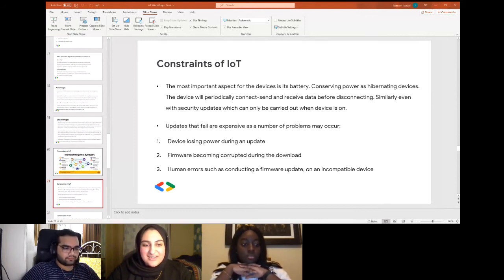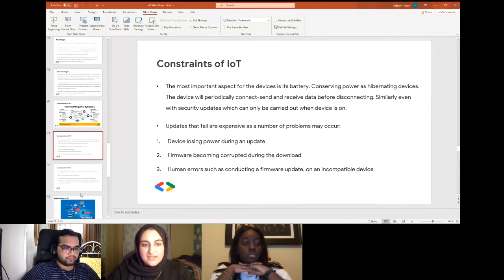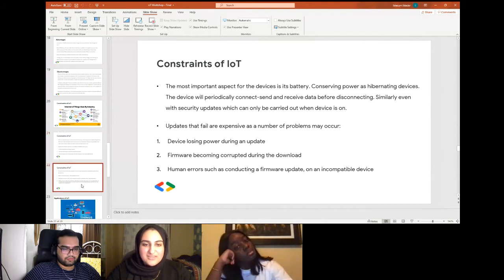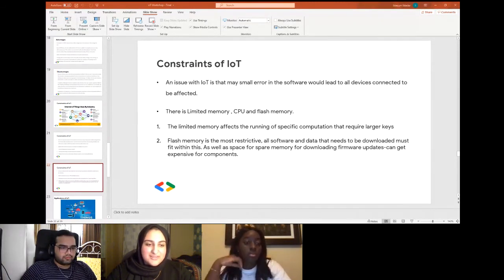This can lead to some problems when there are security updates, because those can only be carried out once the device is actually on. Sometimes the updates fail for a number of reasons: the device losing power during an update, firmware becoming corrupted during the download, and human errors, such as conducting a firmware update on an incompatible device. If you were to make an update for a sensor, but accidentally applied it to, let's say, another component like a thermistor, because they're not compatible, you're going to end up breaking the device, causing some sort of failure.